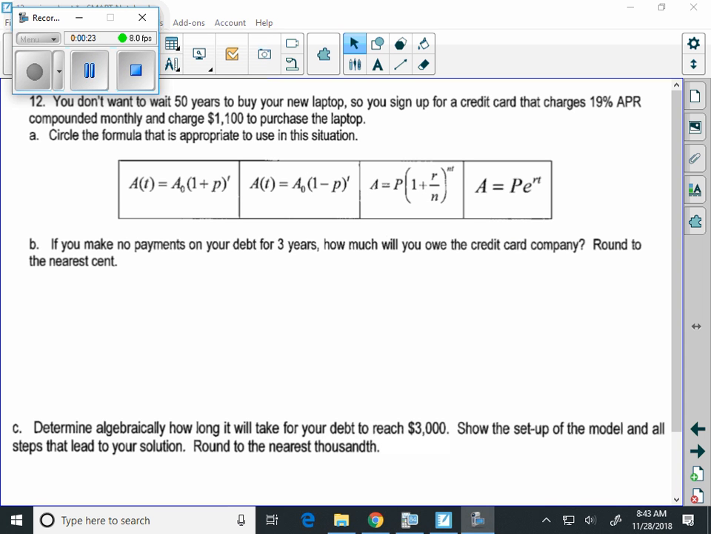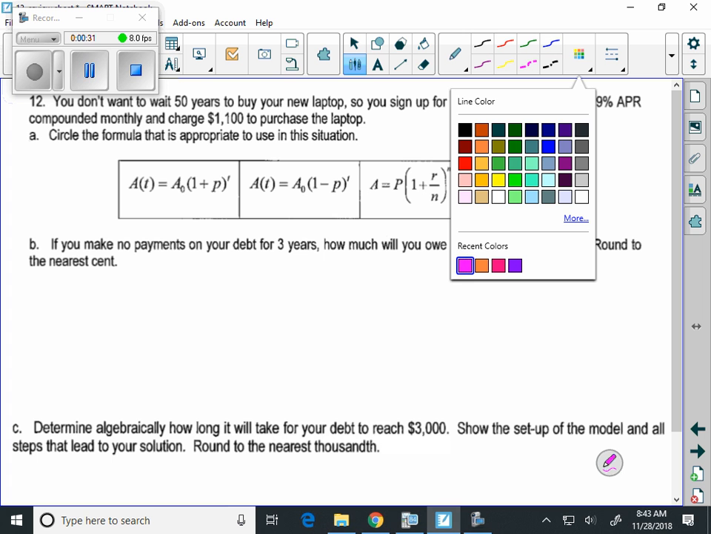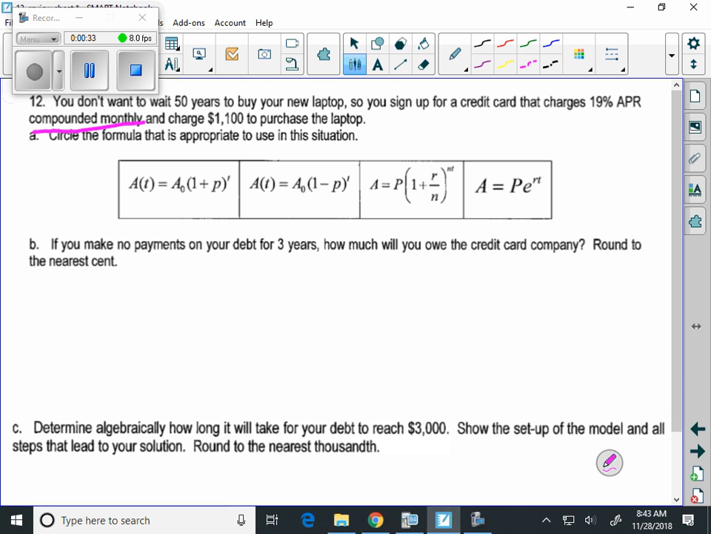Well, remember when we start this problem here, that we need to look for keywords in this problem. And the key word in this problem is compounded monthly. Once we see compounded monthly, that's going to tell us which equation to use, and it's going to be this equation right here. The reason that we're using that equation is because that equation would be annually, semi-annually, monthly, quarterly, even daily. That's when we use that formula.